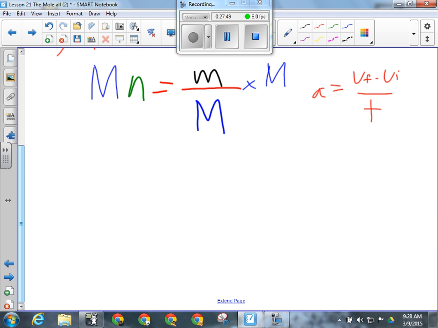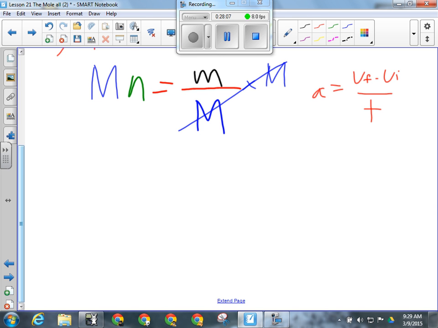Now, if I have a big M on the top and a big M on the bottom, what do they do? They cancel each other out because big M divided by big M is 1, right? It's not 0. That doesn't work out so well. But yeah, so it cancels off, and now I've isolated little m.